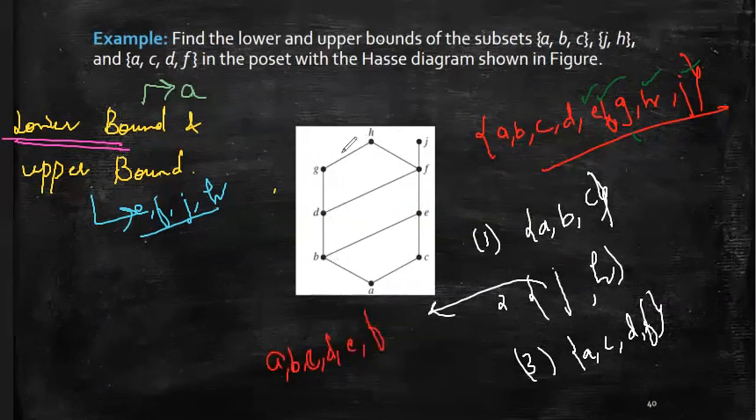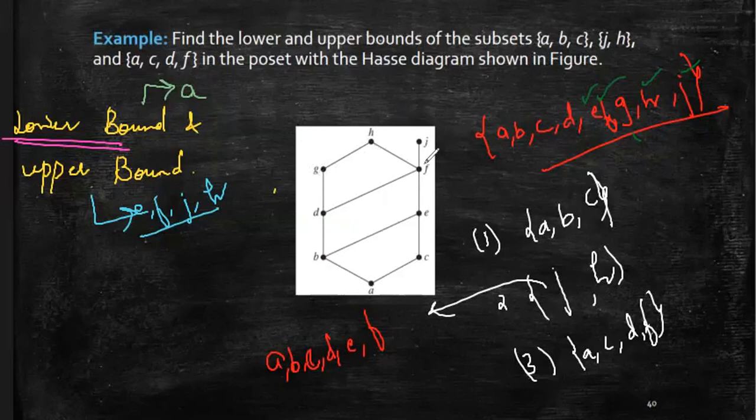Why are we not taking G and H? G and H are in no way connected to J. There is no transitive relation or any kind of path between G and J, and H and J. So we are not taking them for that reason.